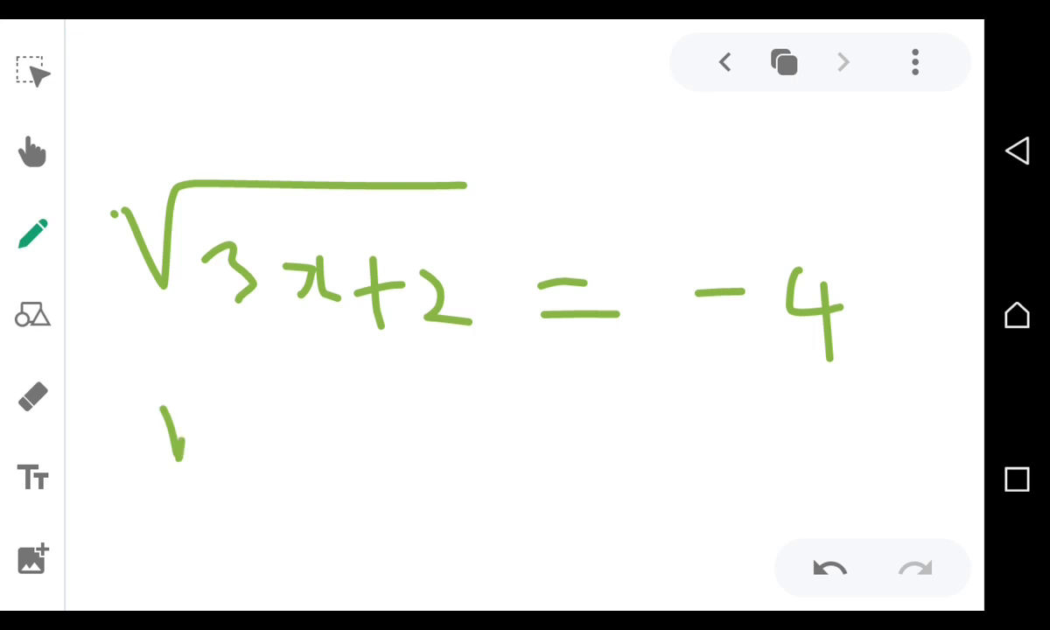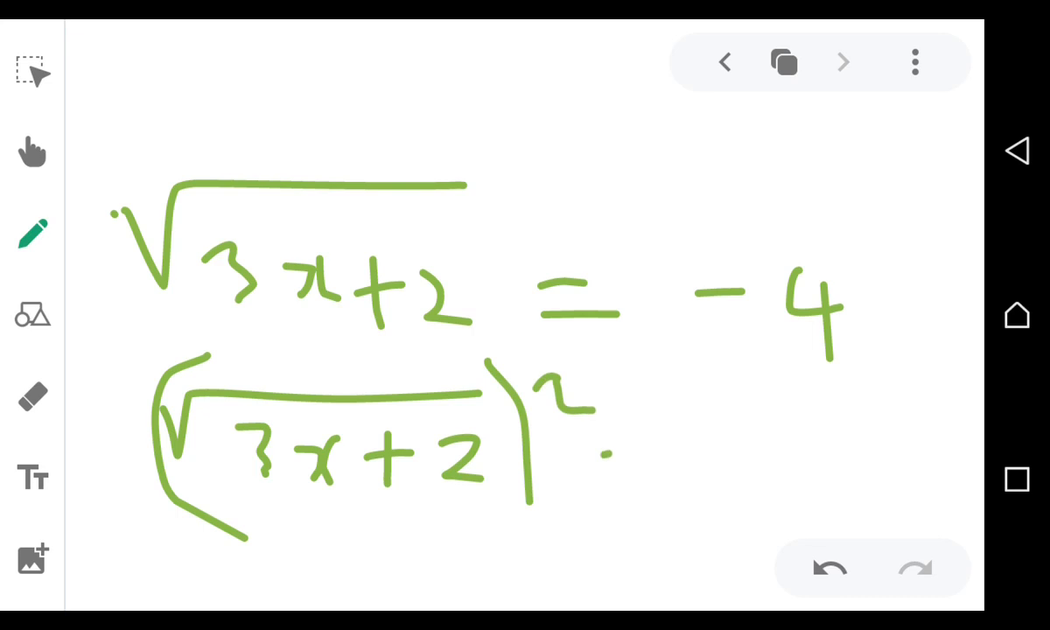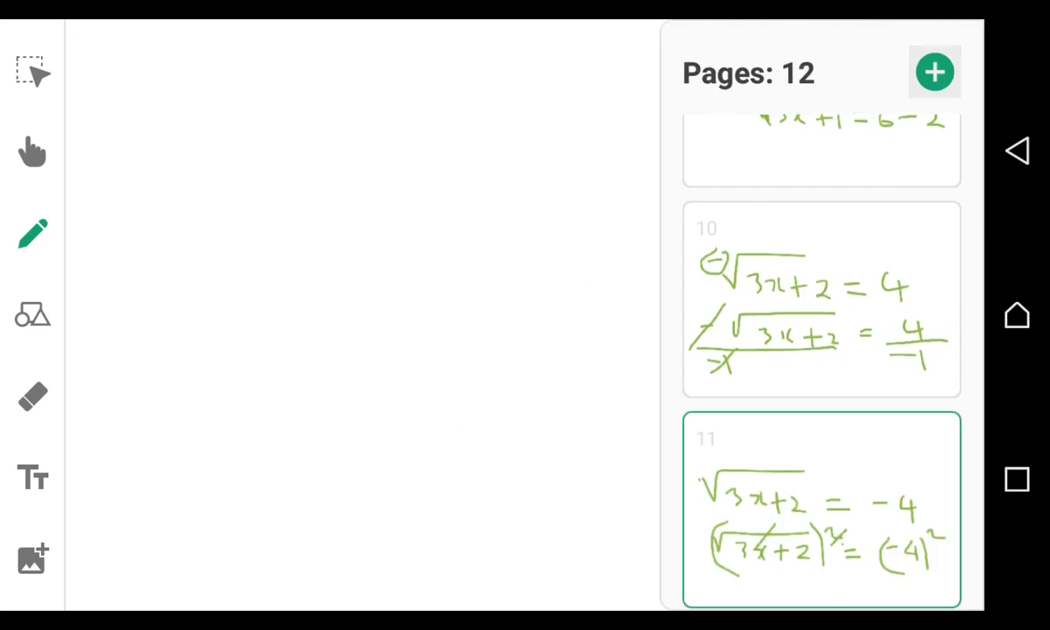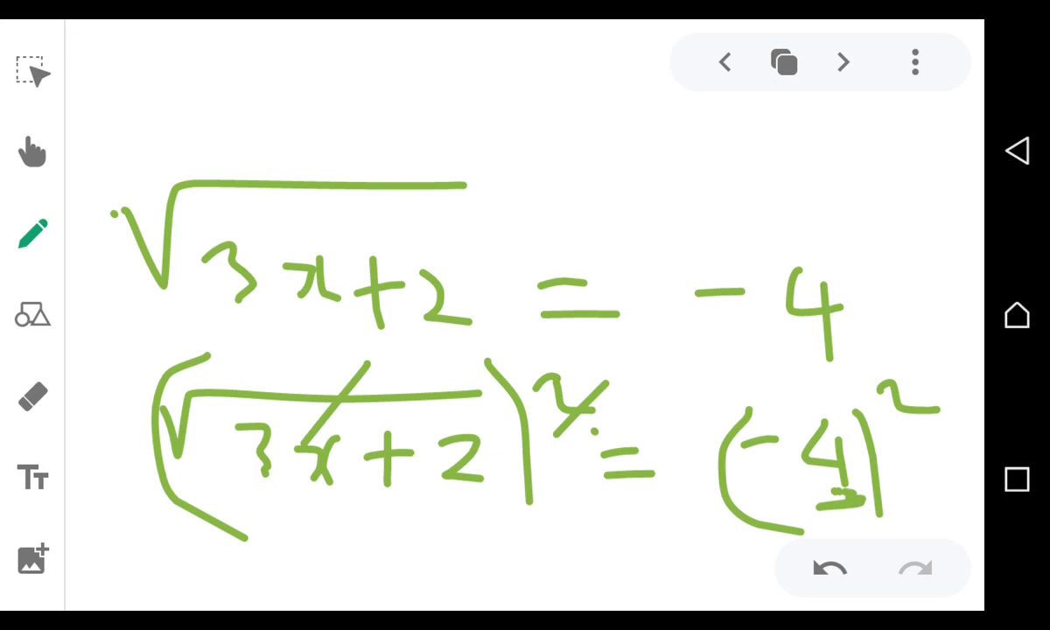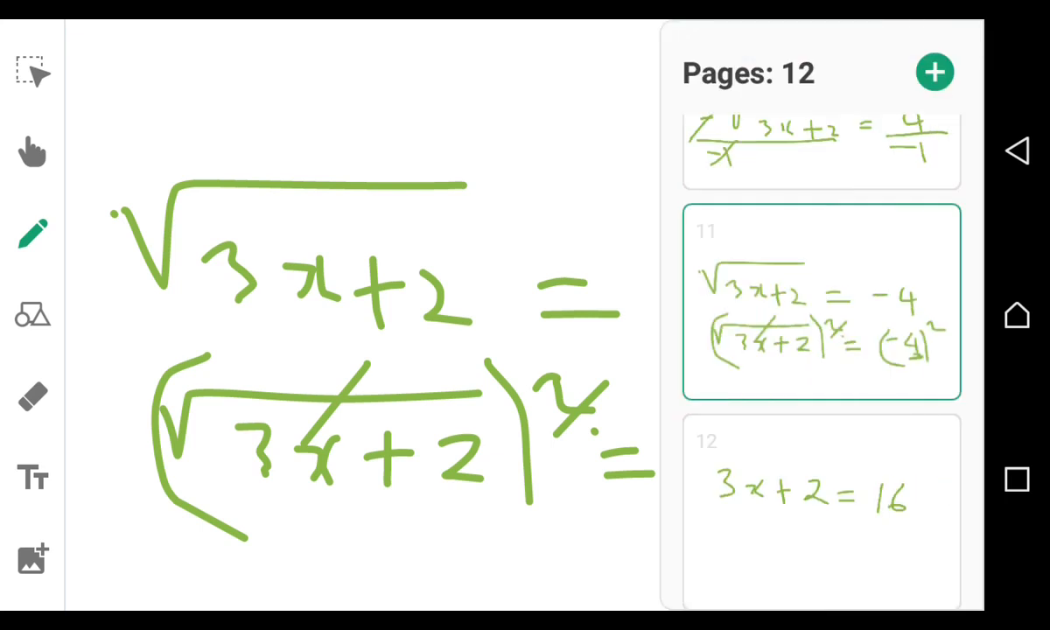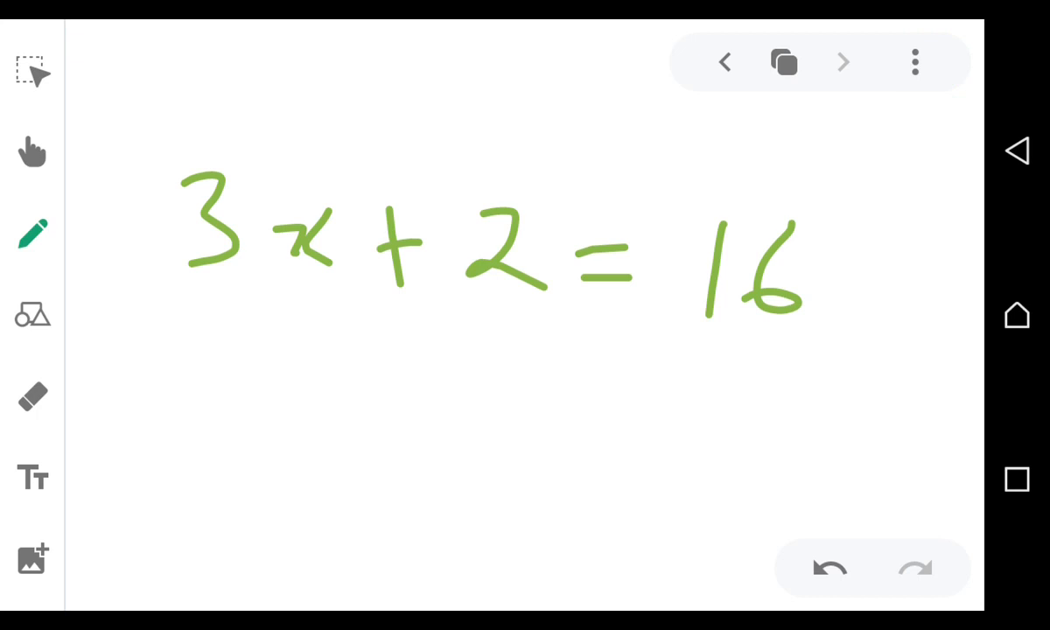What do you do here? You square both sides. If you remember, for me to remove the square root, you put this in brackets and square it, equal to negative 4, which we also put in brackets and square. This cancels with the square root. What remains is 3x plus 1 is equal to negative 4 squared. It means negative 4 times negative 4, which gives me 16.